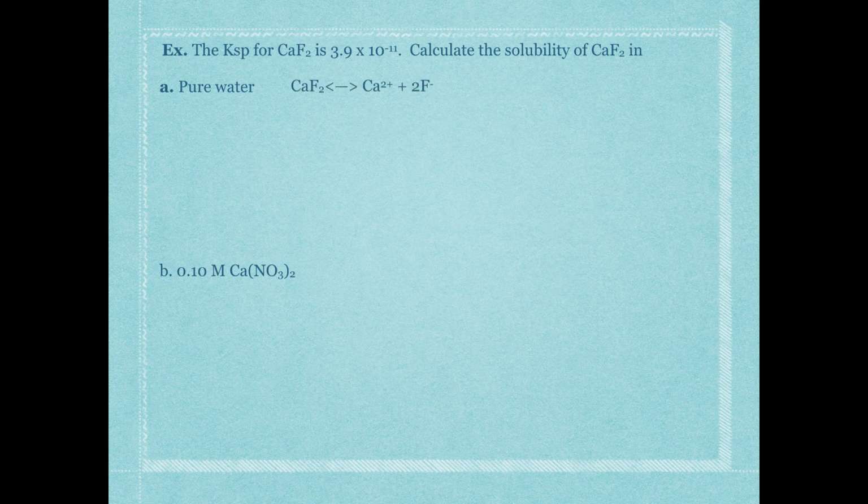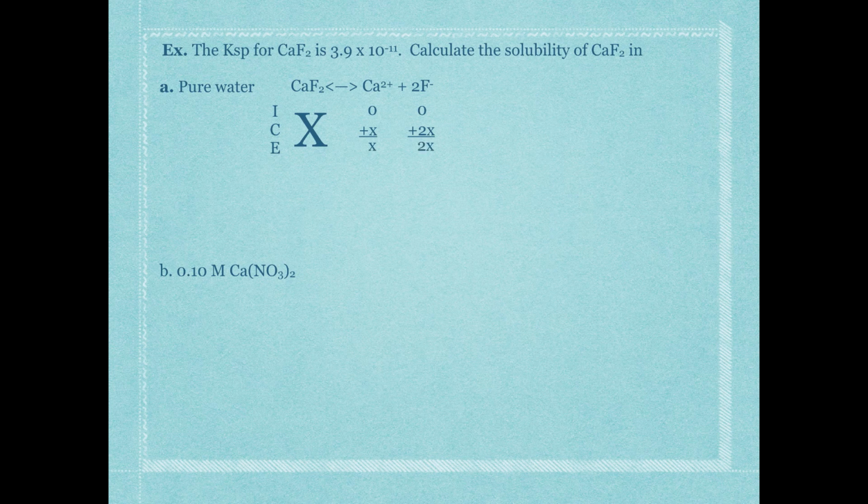I'm going to have calcium fluoride dissociate into calcium ions and fluoride ions. I'm going to create my ICE chart. I've got X for calcium fluoride since it's a solid. And since I'm in pure water, my initial concentration of calcium ions and fluoride ions are going to be 0. Then my change is going to be plus X and plus 2X, so my equilibrium concentrations would be X and 2X.